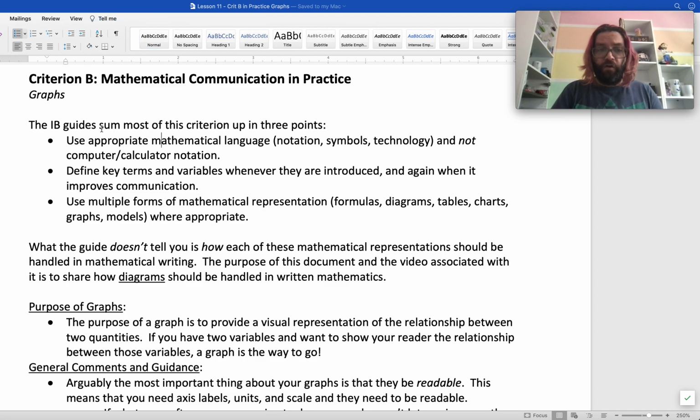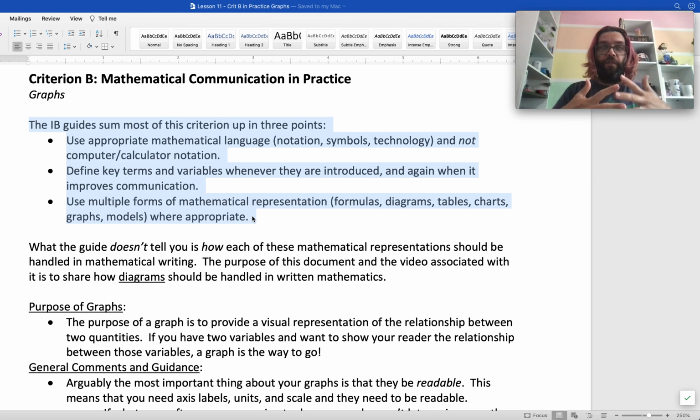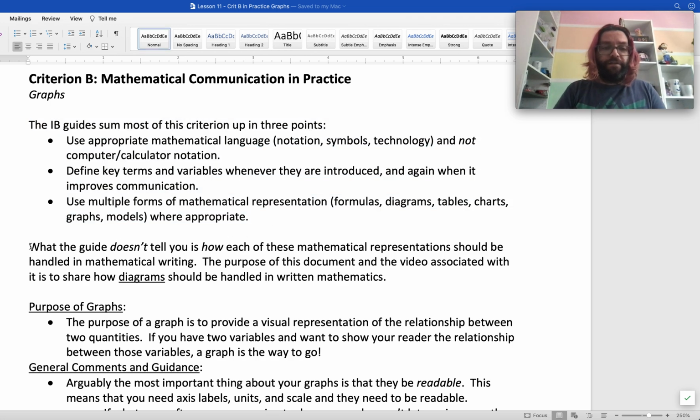So as I've said at the beginning of all of these other videos, the IB guide gives us some general guidance on what they're looking for in terms of mathematical communication. They want appropriate mathematical language, they want definition of key terms and variables, and they want us to use multiple forms of mathematical representation. The trouble is that the IB guide doesn't actually give us any guidelines about how to use graphs, tables, charts, formulas, diagrams in mathematical writing. And so the purpose of this video and any of the others in the series is about what things to look out for when you're working with graphs.